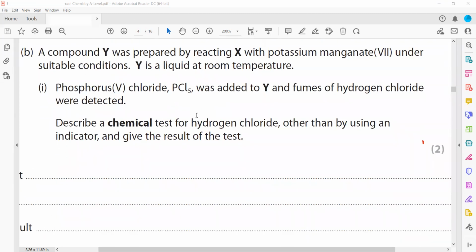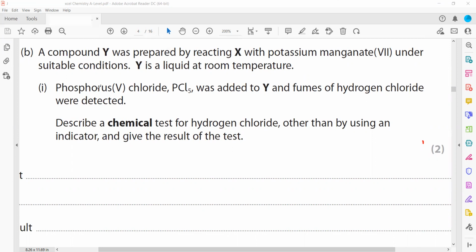Then a compound Y is prepared by reacting X with potassium manganate(VII). So if we have an alkene, it will undergo this oxidation reaction in which it will form a diol. Then Y is a liquid at room temperature. PCl5 was added to Y. It will give hydrogen chloride.